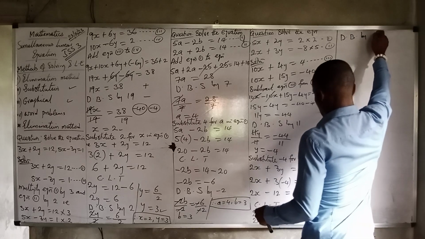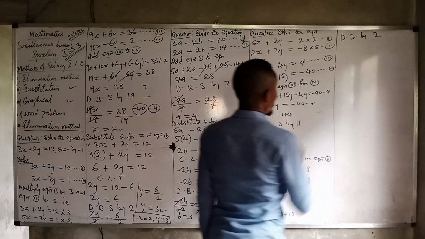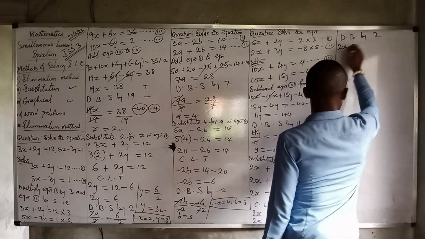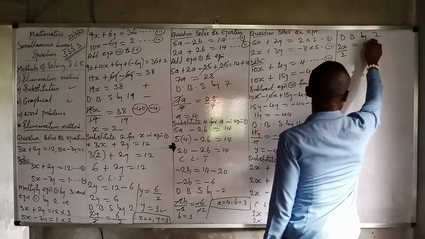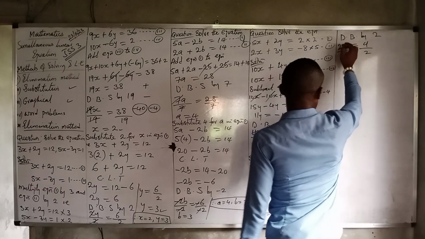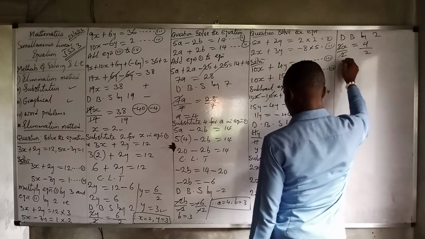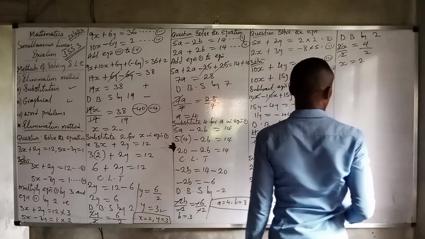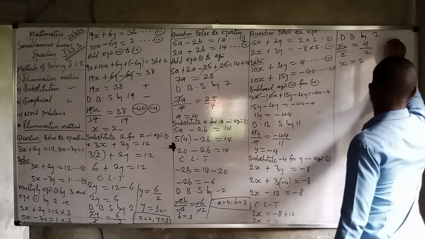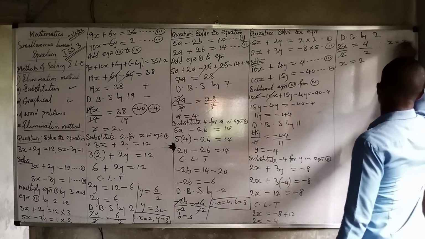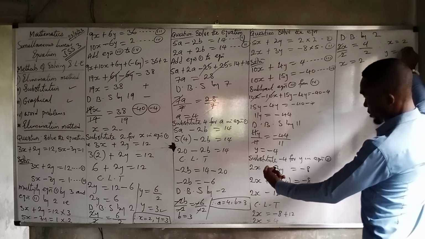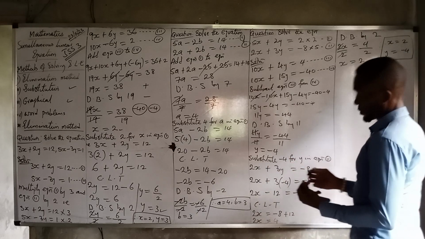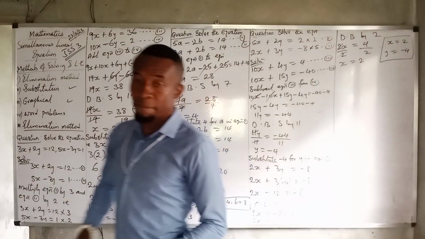What should I do here? Divide both sides by 2. So I have 2x over 2 equals 4 over 2. Then x equals 4 divided by 2, which is 2. So therefore x is 2, and y is minus 4.